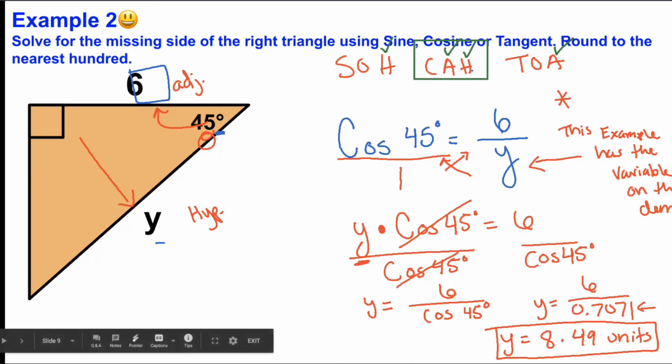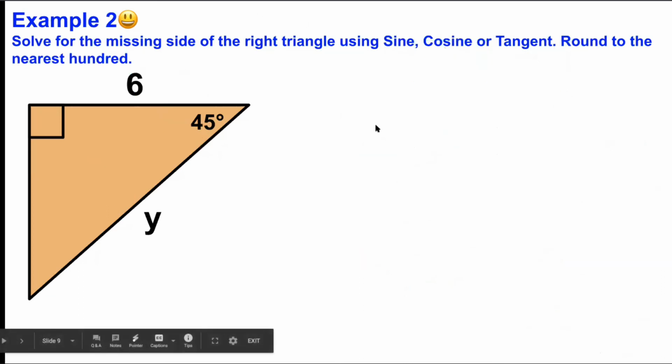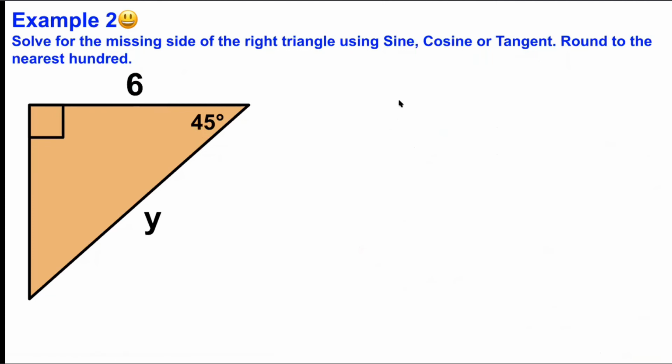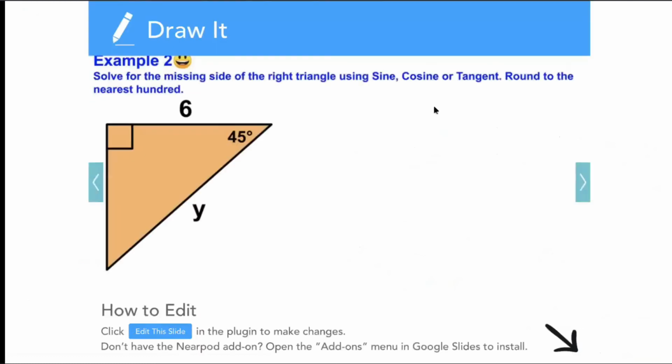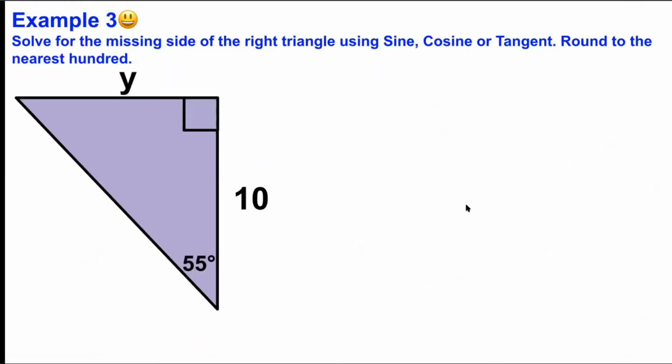Okay, so let me go ahead and clear this out. Are you ready for the last one? All right, last one. I'm going to let you guys set it up for me. Example number 3. This time our angle is 55, and we have y and 10 given here. I'll give you guys a minute, and then I'll ask what I write.